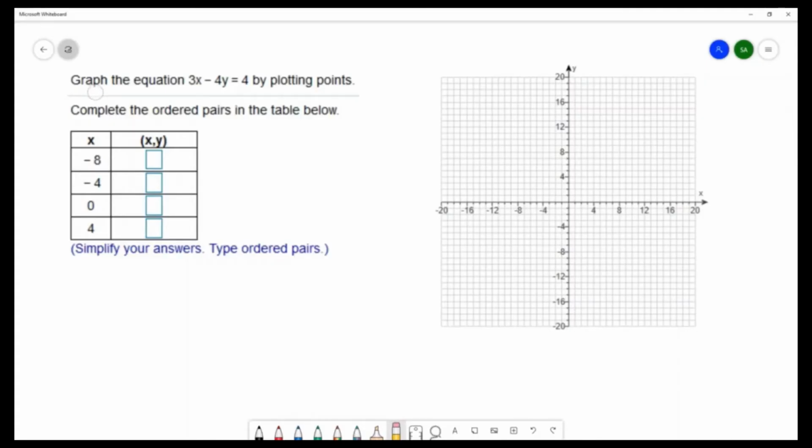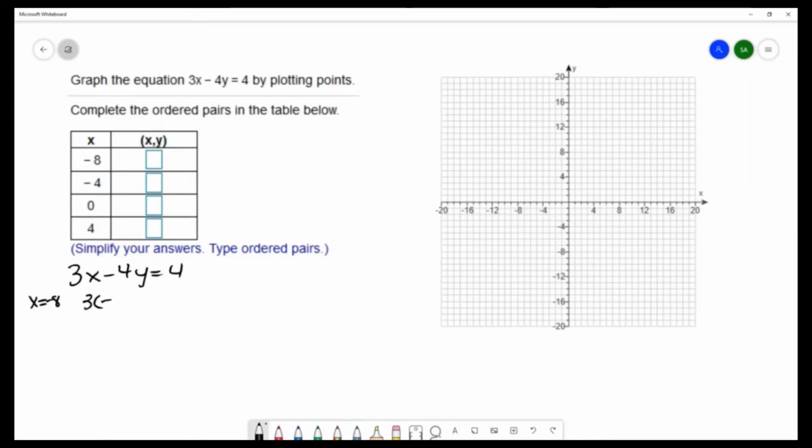In this question, we want to graph the equation 3x minus 4y equals 4 by plotting points. We have a chart that is started with x values, and we want to fill in the ordered pairs that go with those particular x values. So in our equation, we have 3x minus 4y equals 4, and we're given an x value of negative 8. We want to find y.